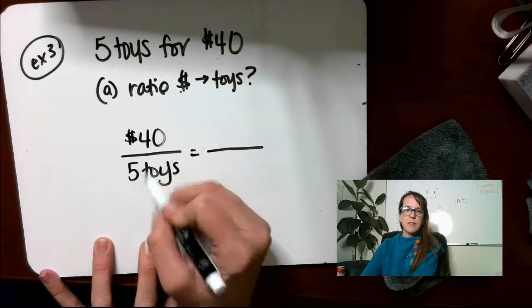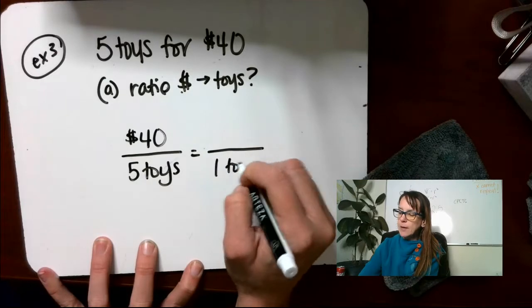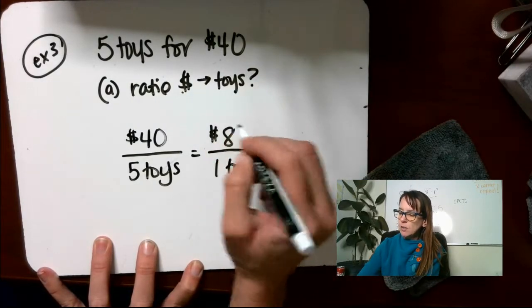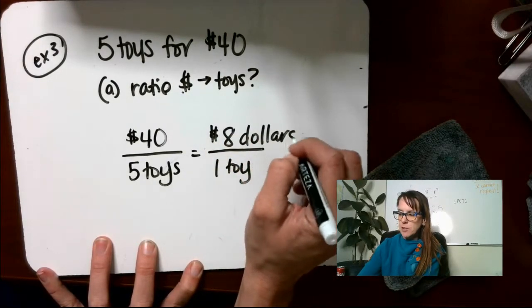40 out of 5. If I divide the top and bottom by 5, I get 1 toy and $8. It's just reducing that fraction, okay?